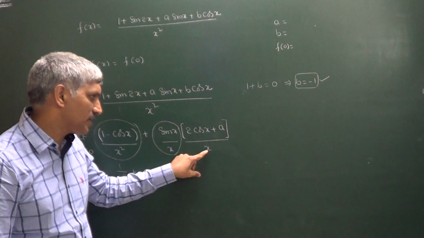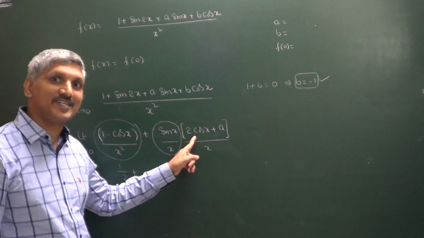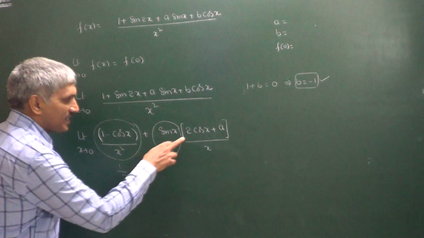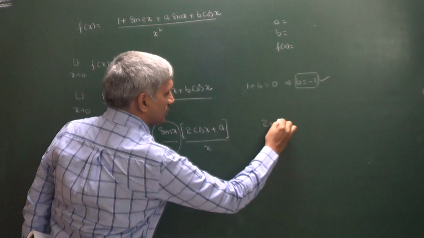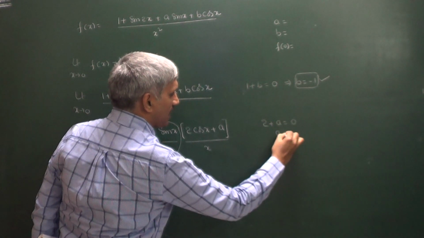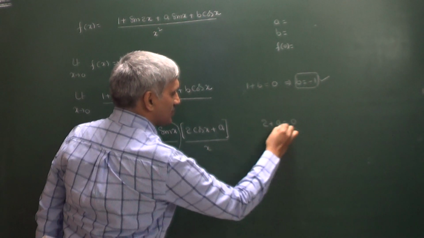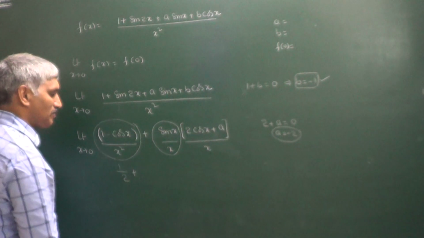So definitely, here the denominator is tending to 0, so the numerator also tends to 0. Numerator tends to 0 means we have to get the information 2 plus a value. We have to get 0. Therefore, we have to get a is equal to minus 2. Right? So a value minus 2, substitute there.